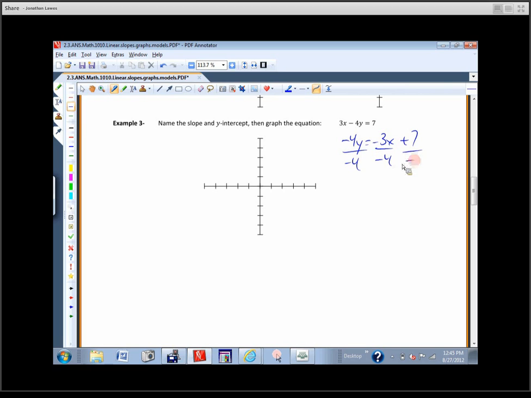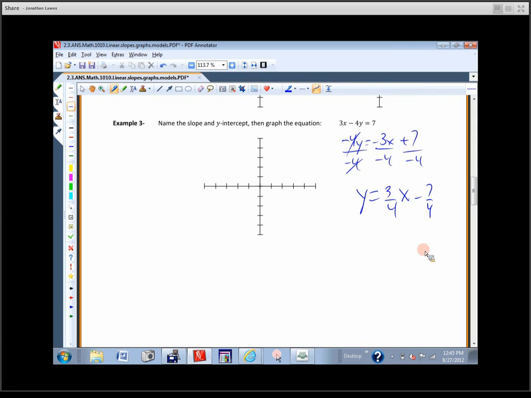Now this one is a little bit on the interesting side because here's what we get. Positive 3/4, right? x, -7/4. So what's the y-intercept?